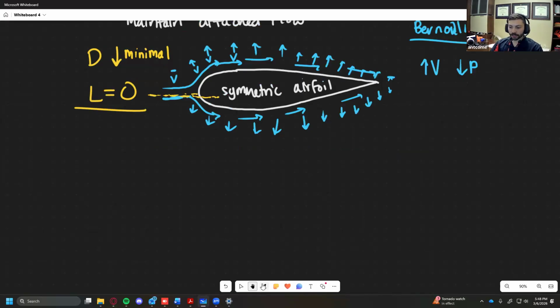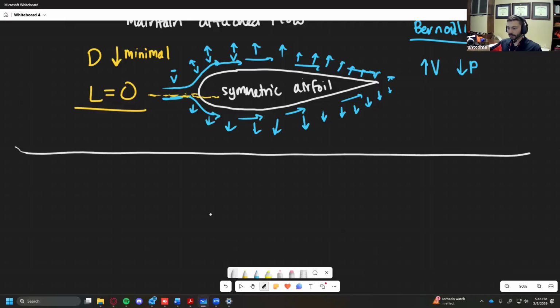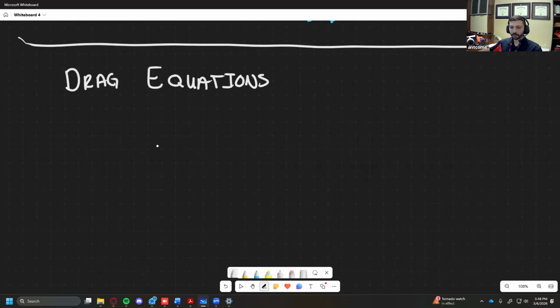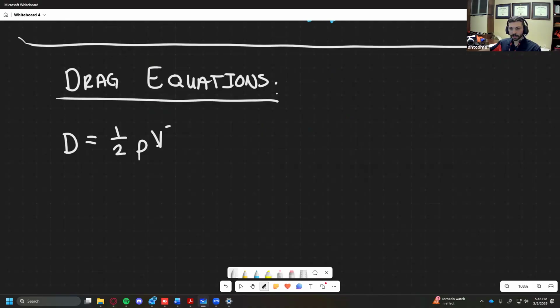So let me now move into the actual drag equation. Okay, I think this will be one of the last things I mention about drag. So let's talk about the drag equations. All right. So the drag equation is as follows. 1/2 rho v squared S CD.